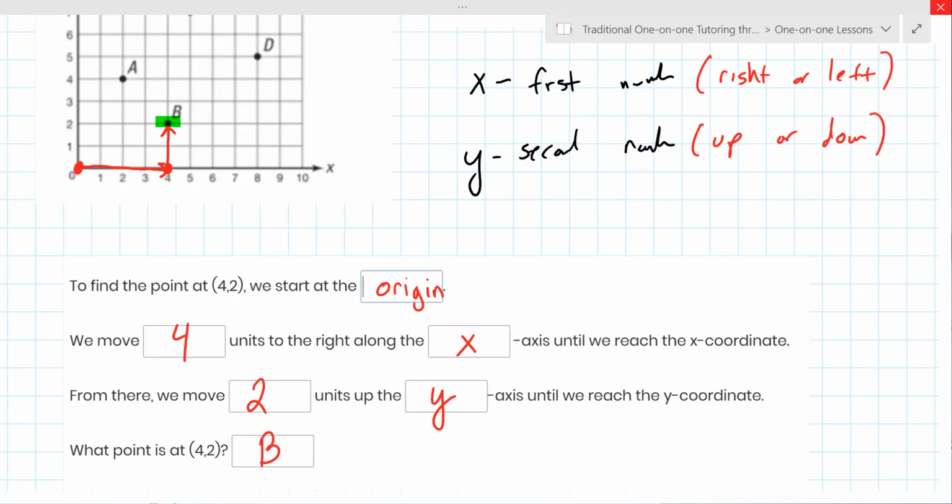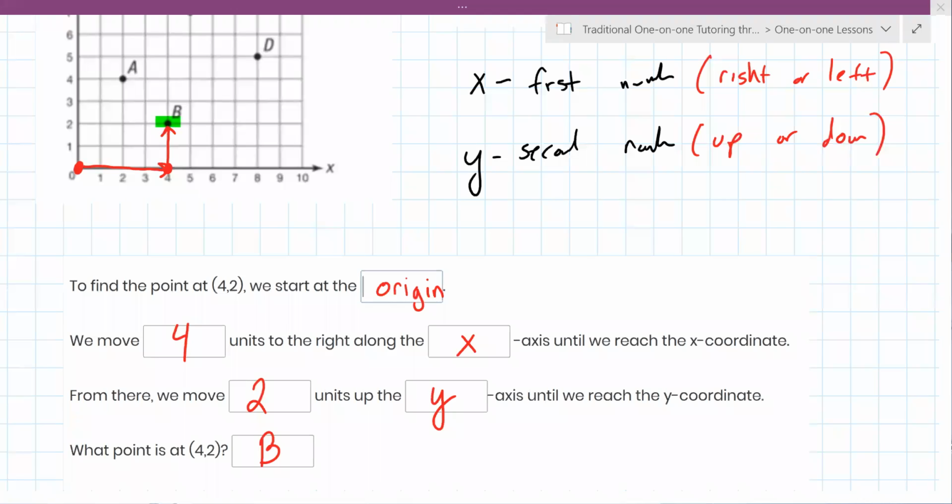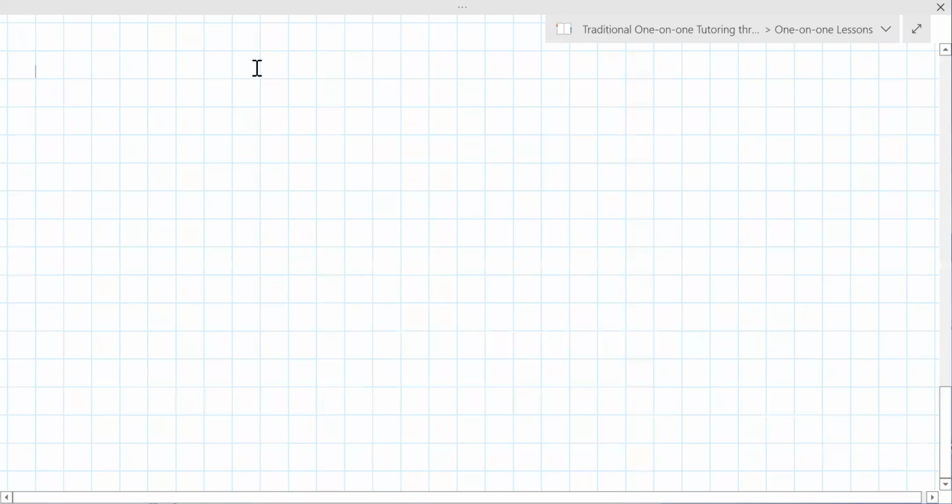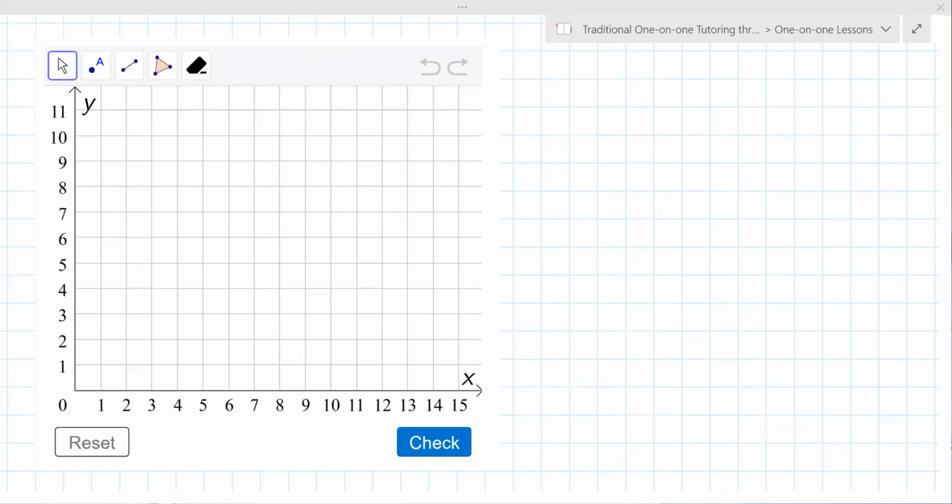Okay, so the next slide has a little thing you can play, and then we get to this next one where you just have to graph some ordered pairs. Let me snip in the graph. All right, so here's the graph, and then let me get those ordered pairs. There's a bunch of them.